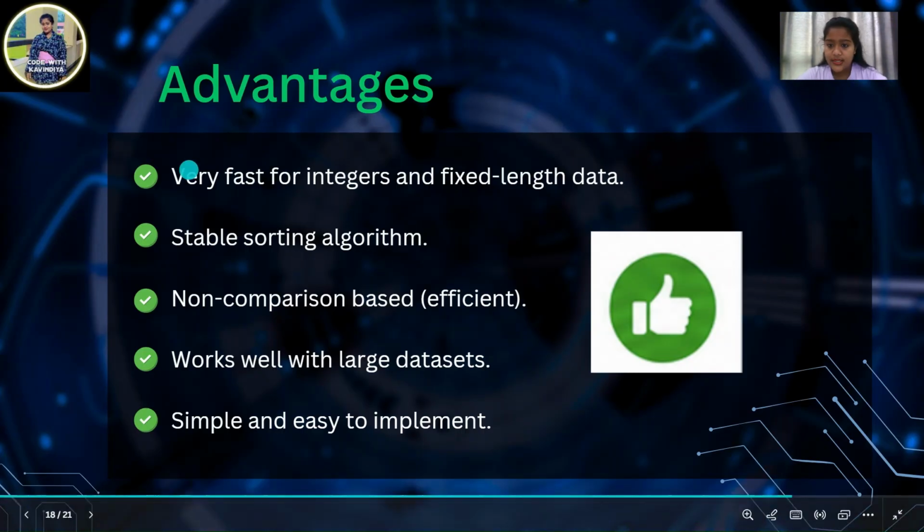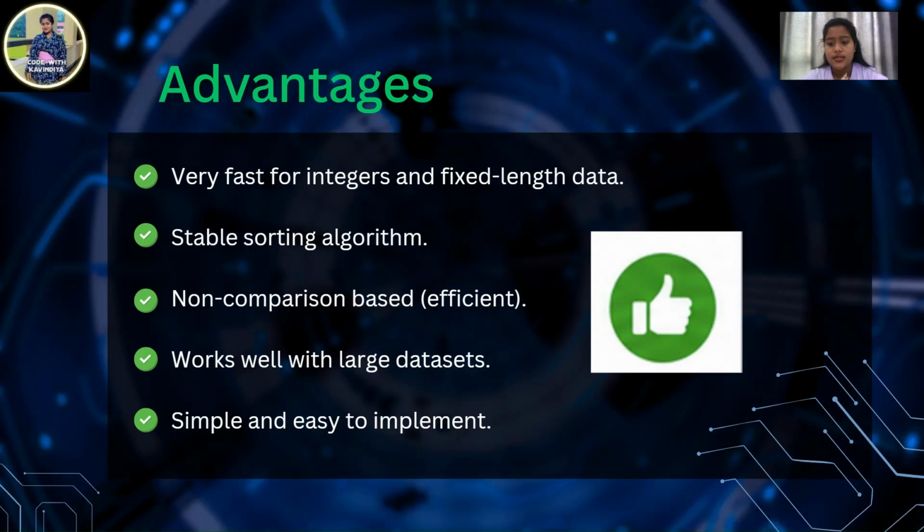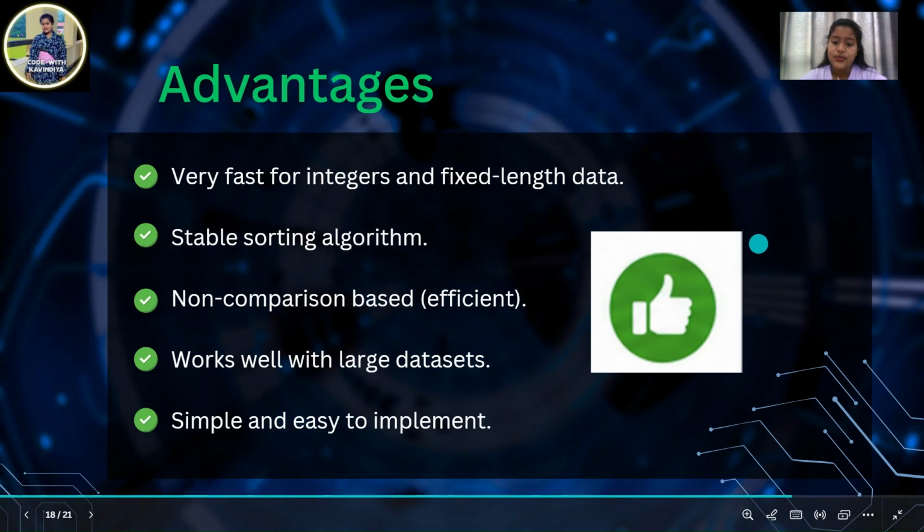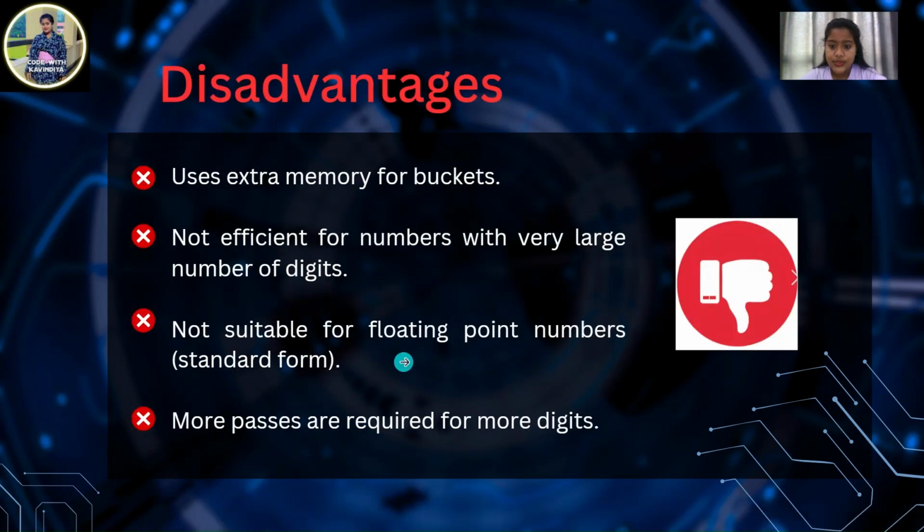Let's talk about the advantages of radix sort. Very fast for integers and fixed length data. Stable sorting algorithm. Non-comparison based, which makes it efficient. Works well with large datasets. Simple and easy to implement. Let's talk about disadvantages. Uses extra memory for buckets, not efficient for numbers with a very large number of digits, not suitable for floating point numbers, and more passes are required for more digits.